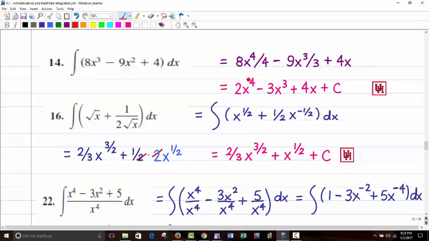And then that simplifies. 8 over 4 is 2. They may or may not simplify, that's not a rule or anything. 9 divided by 3 is 3. 4x, and then your plus c at the end. And there we have it.